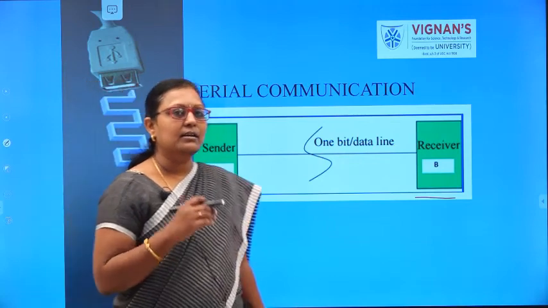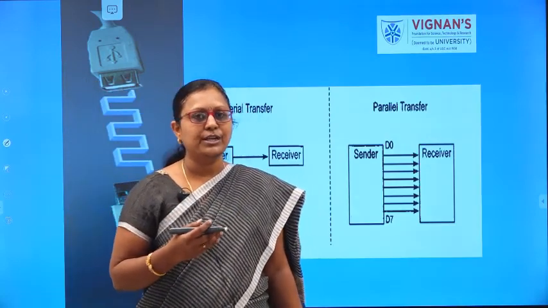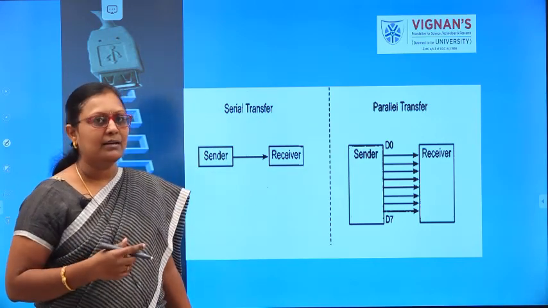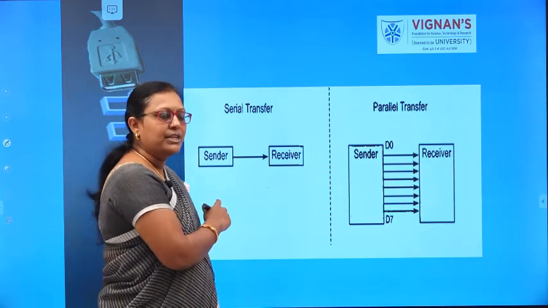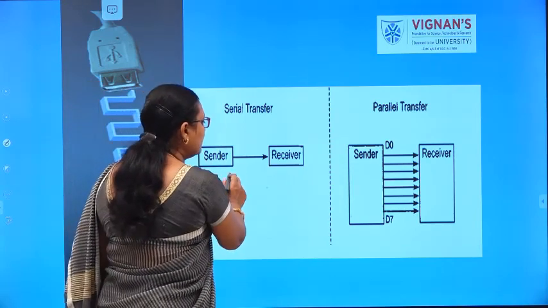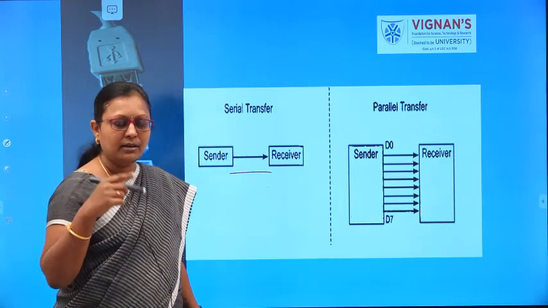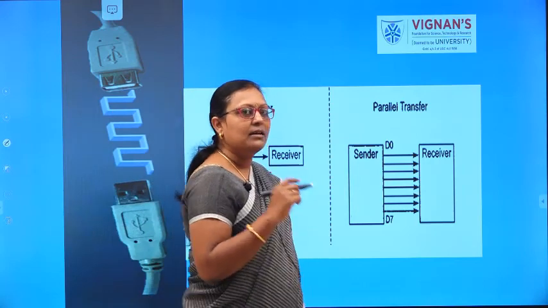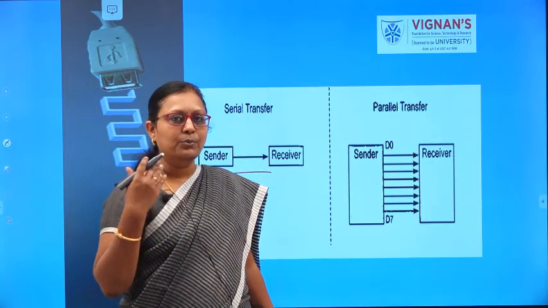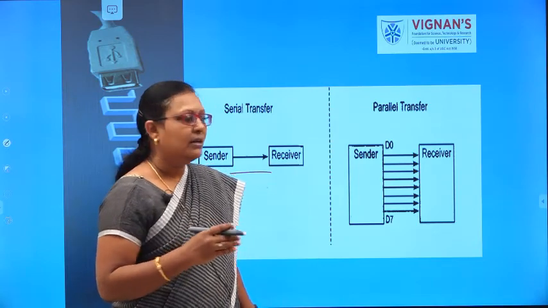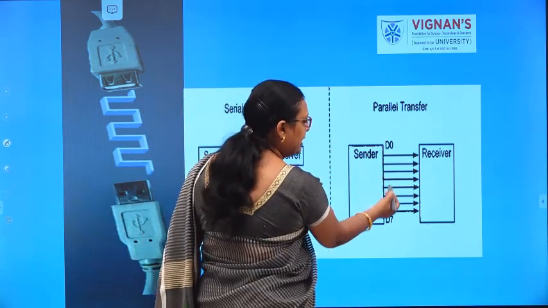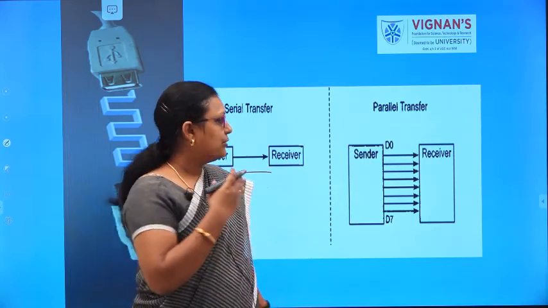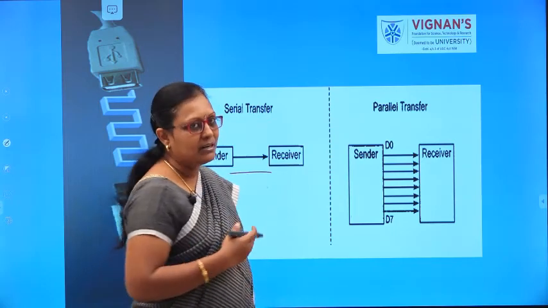In general we have two types of communication. One is serial communication and the other is parallel communication, or parallel transfer. In serial communication, the sender transfers the data bit by bit in one or two lines. Parallel transfer means a byte of data or a word is transferred at a time. For example, if you have 8 bits, these 8 bits will be transmitted on separate lines from sender to receiver. This is the parallel transfer.